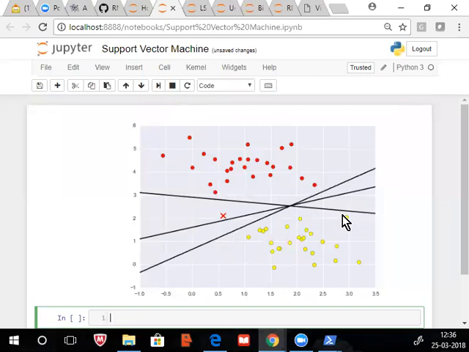Unlike our previous algorithms, which are based on the whole data set, here the support vector machine is based on the support vectors only, which are basically closer to each other.